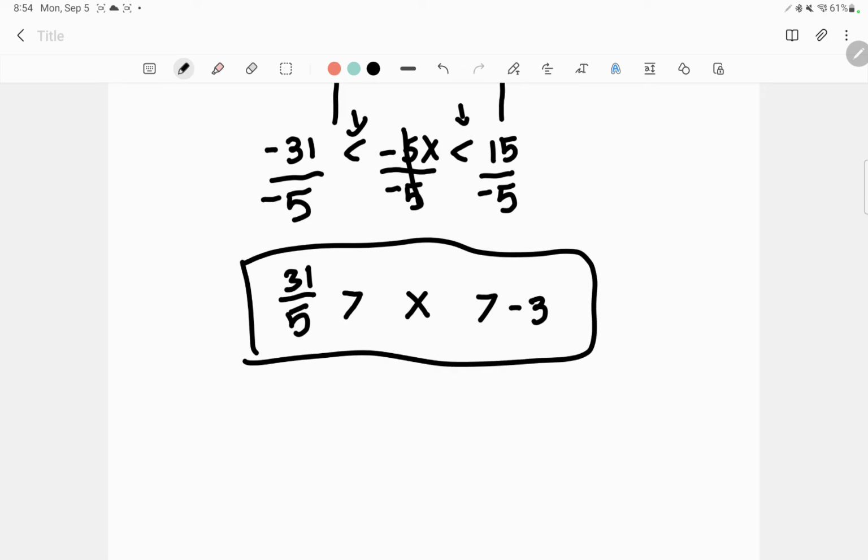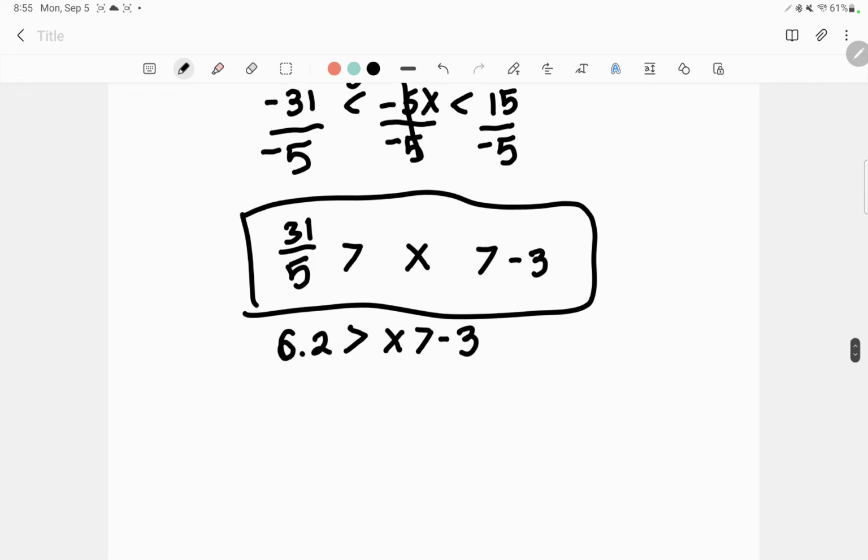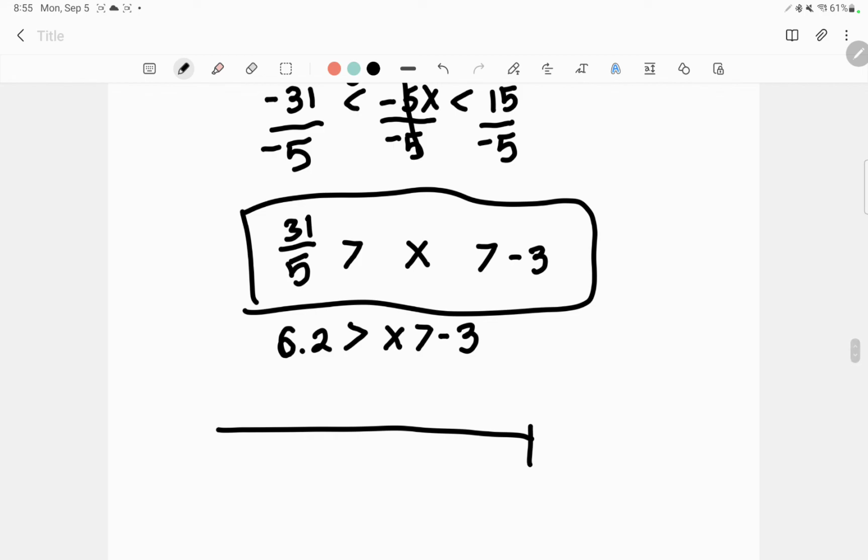That's my answer for the problem. So x is greater than negative 3, and then x is less than 31 over 5, which I'm going to give you as a decimal. 31 divided by 5 is going to be 6.2. So 6.2 is greater than x, and x is greater than negative 3. All right, I just rewrote it so we can actually put it on our number line.